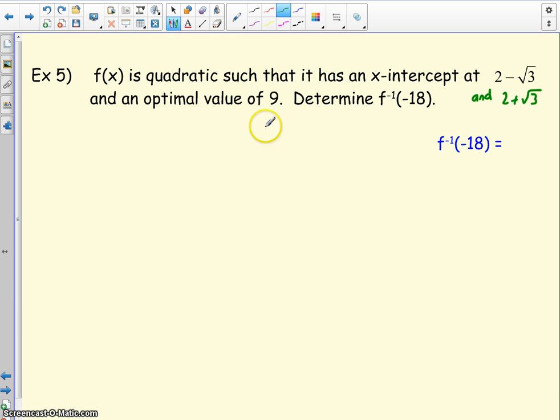Giving you the fact that the optimal value of the function is at 9, and I want you to find f inverse at negative 18. So I want you to think through this one either on your own or with a partner, and when you're ready, push play to get an answer.